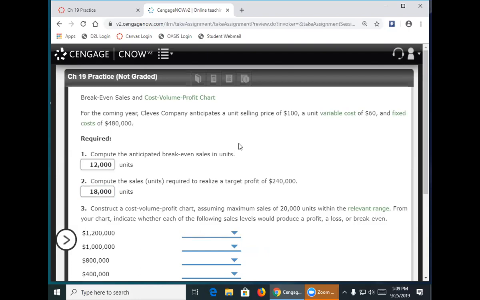So number 3 sounds really confusing. It's really not. It looks worse than it is. Sorry, I just lost my train of thought.